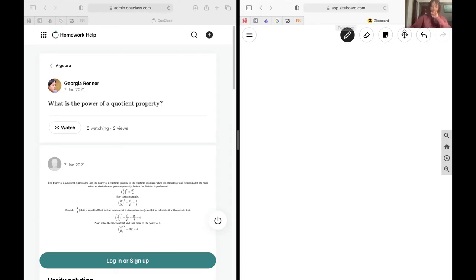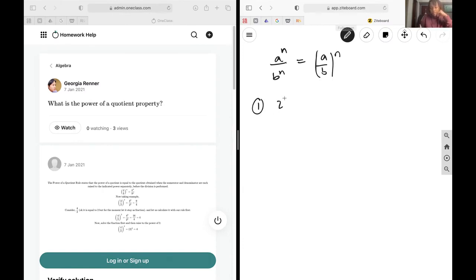Okay, next up I'm being asked for the power of a quotient property. And that just states that a to the power of n over b to the power of n is equal to a over b, all to the power of n. Let's just go through some examples to prove that this is true.